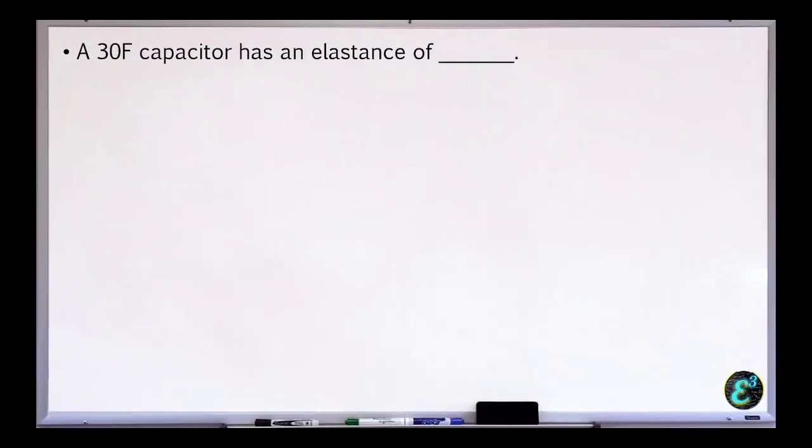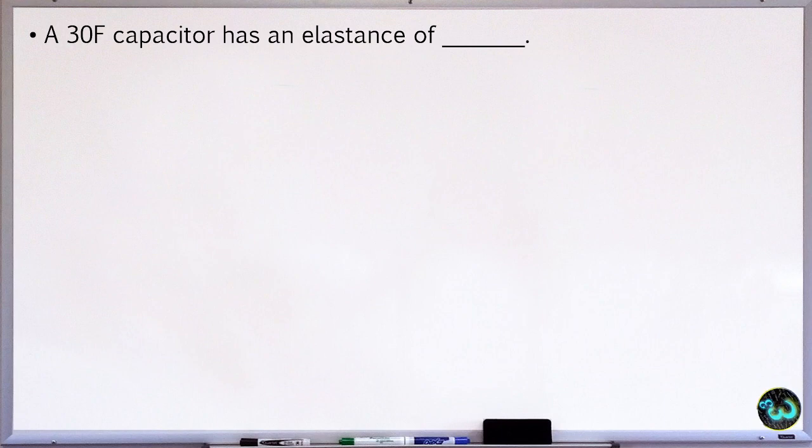Okay, so we have this one. A 30 farad capacitor has an elastance of blank. Yan. So ano yung elastance niyan? Okay, so solution. So ito, madali lang to, no? If ganito yung lumabas, as long as you know the definition of an elastance, so madali lang yung pagsagot, no?